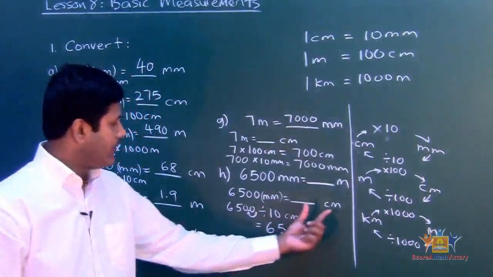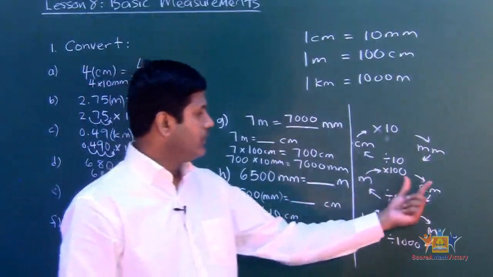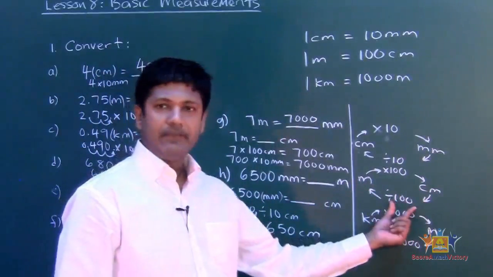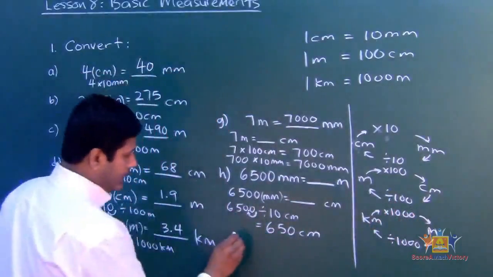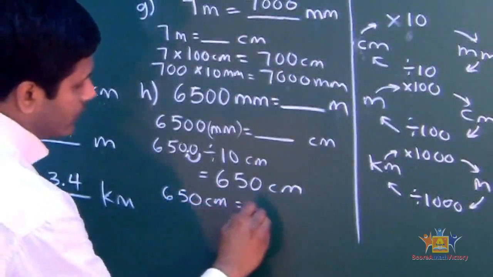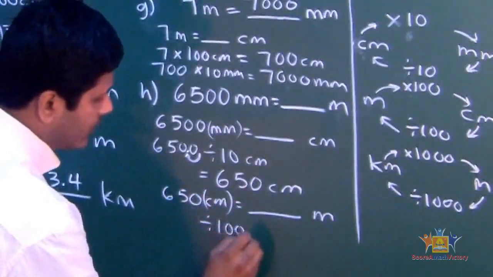Am I done? No, I want the answer in a form of what? Meters. Okay, so I'm going to go centimeters to meters. See that? I do what? Divide that by 100. So now I want to go from 650 centimeters to meters, so that means I'm going to divide this by 100.